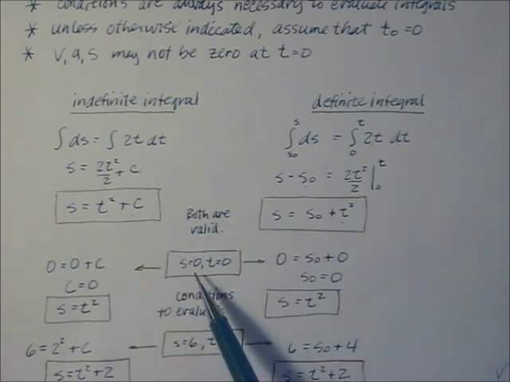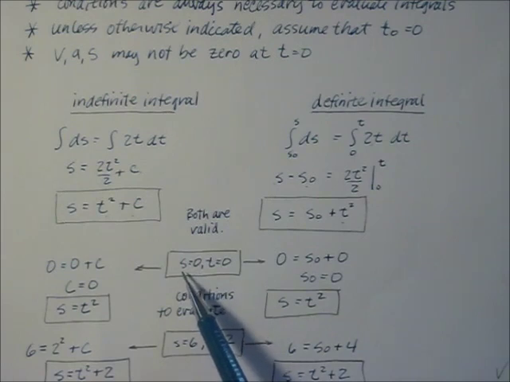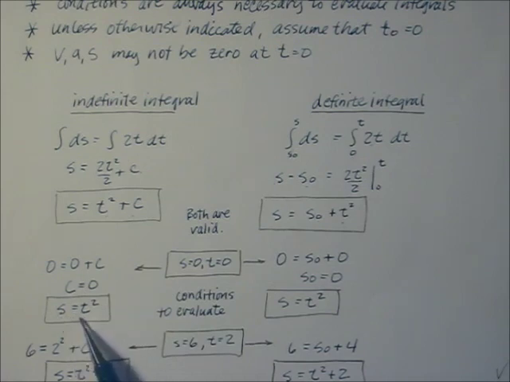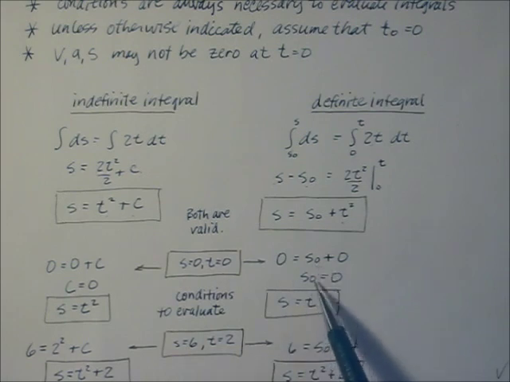So for example, if the position s was equal to 0 at time equal to 0, we plug that into this equation. We can solve for the constant equal to 0, so s is equal to t squared. The same thing over here. If s is equal to 0 at t equal to 0, I can find position 0 is equal to 0 and find s is equal to t squared.